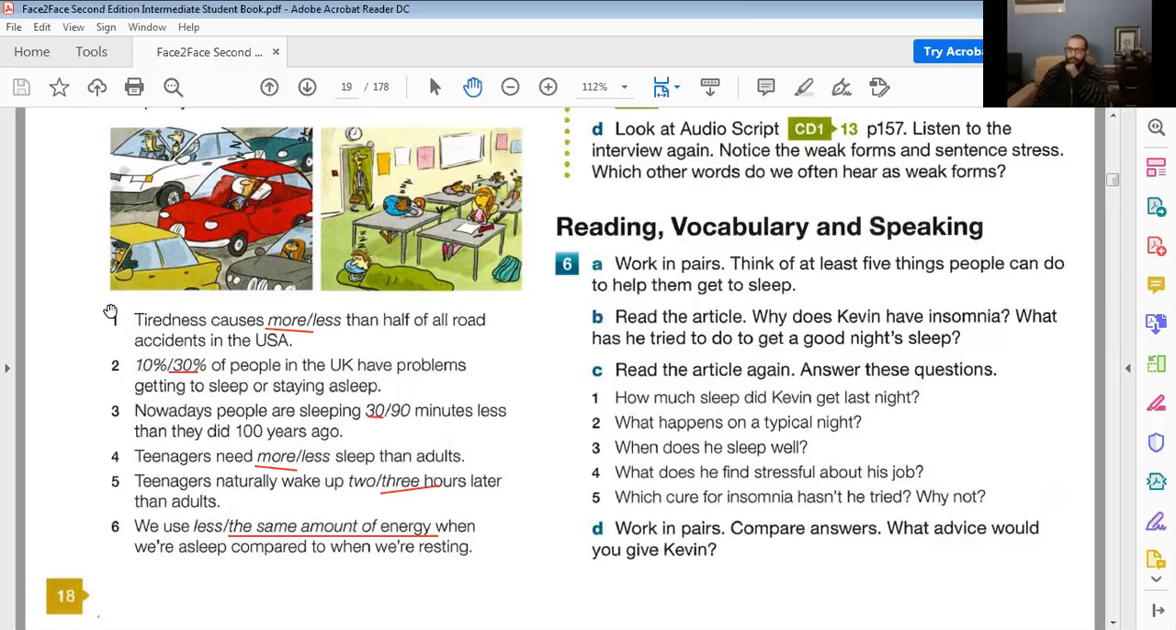Actually, scientists now believe teenagers need about an hour more sleep than adults. Really? Yes, it's because their bodies are still growing. Of course, teenagers don't need as much sleep as babies and small children. They need the most sleep. It's actually older people who generally need the least amount of sleep.